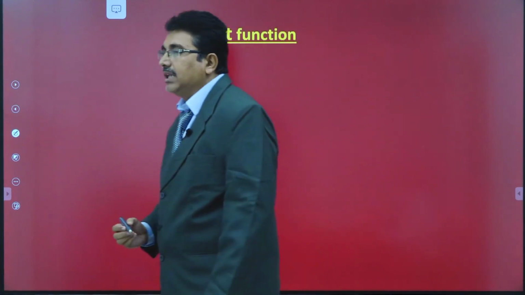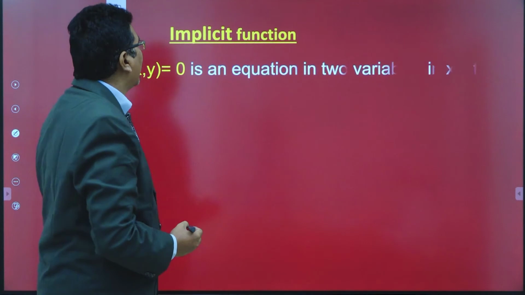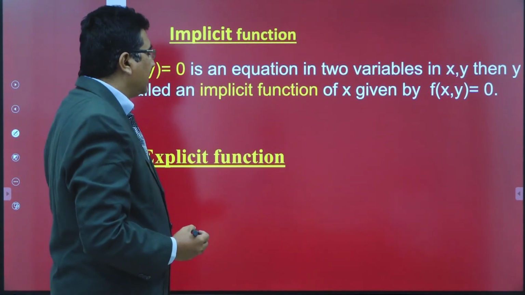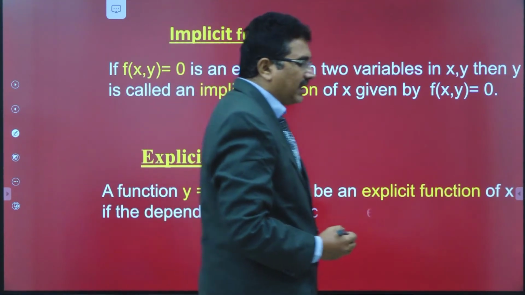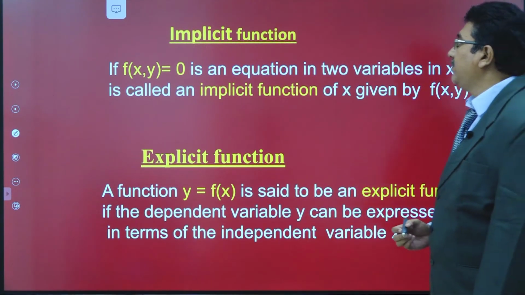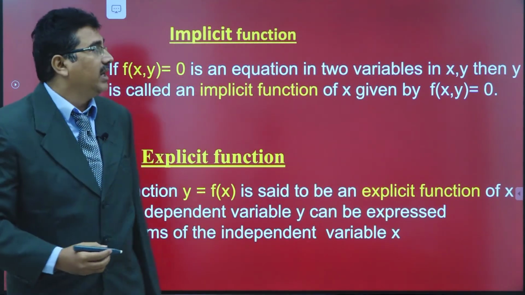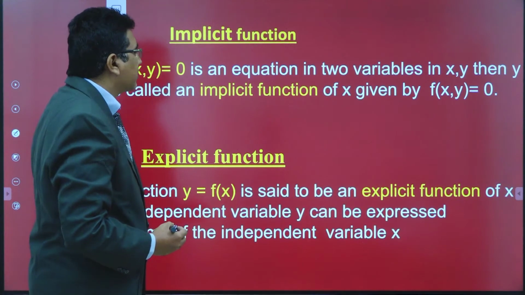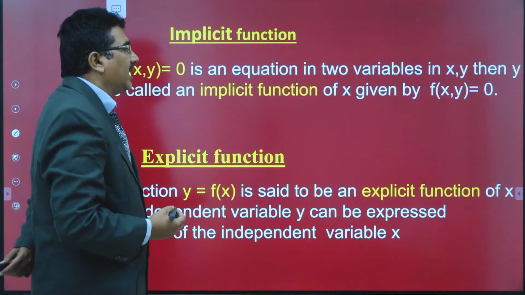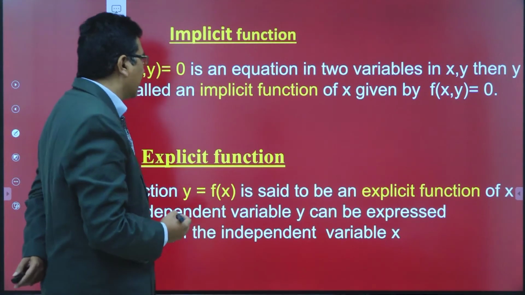Okay, mainly there are two types of functions. The first one is the implicit function, the second one is the explicit function, right? What is the difference between these two functions? For a clear understanding, first I am giving examples of these two functions.